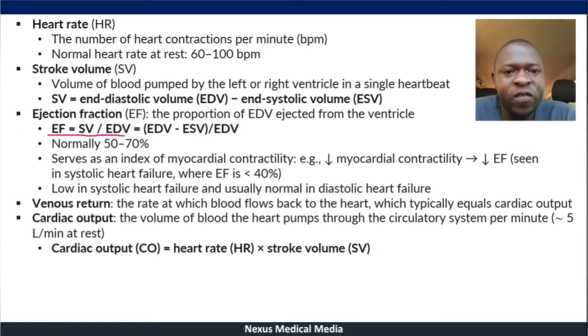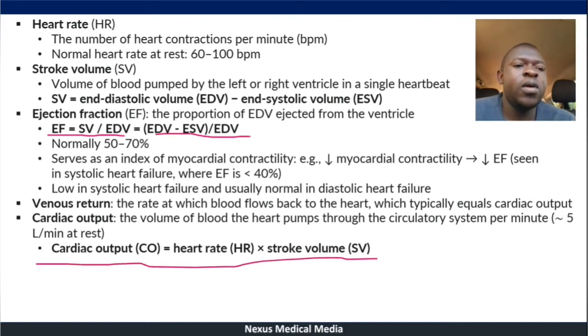Right, the next term is venous return. Venous return is clear cut. This is the rate at which blood flows back to the heart, which typically equals the cardiac output. So what is cardiac output? This is the volume of blood the heart pumps through the circulatory system per minute. It's approximately 5 liters at rest. And the formula for cardiac output is heart rate times stroke volume.